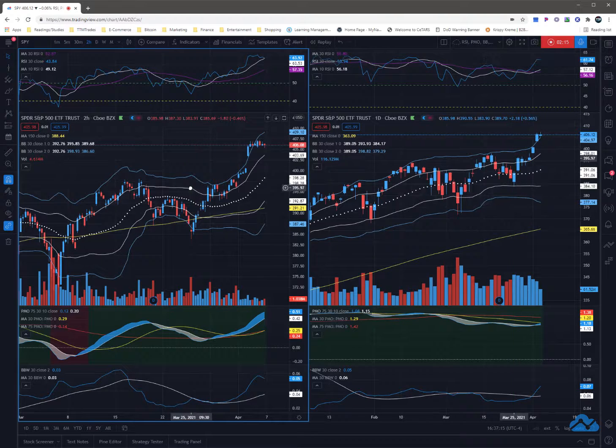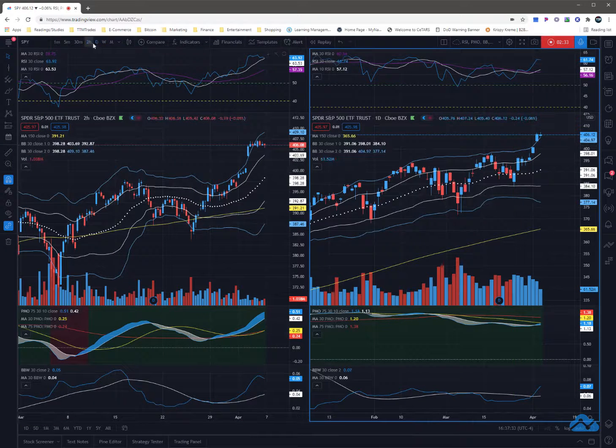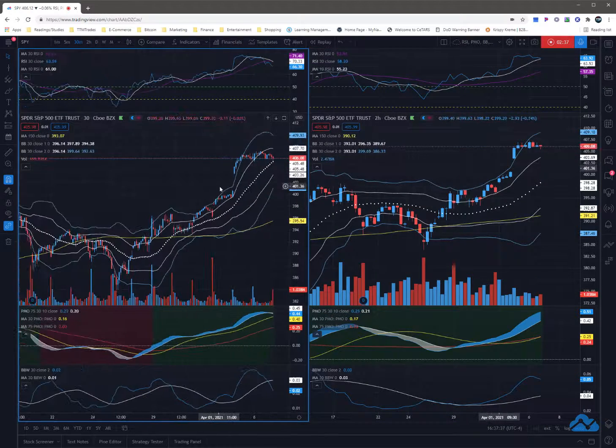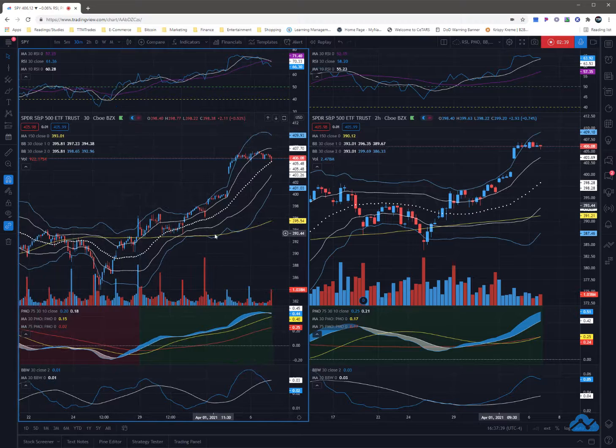Right here at 385, we hit that support level and we began to rally. Bam. You'll see that correlate with the daily's bottom one standard deviation, right where we hit before we reversed and went on this monster of an intraday uptrend. All right, now sliding the daily out of the way, bringing the 2-hour to the right and 30 minutes to the left. We're still in a strong uptrend.